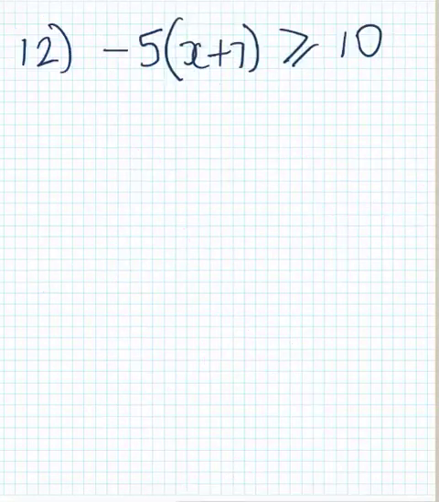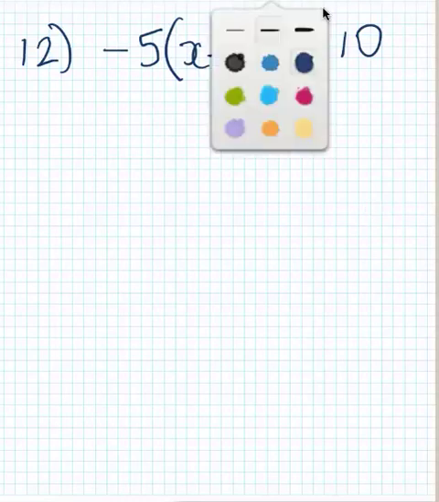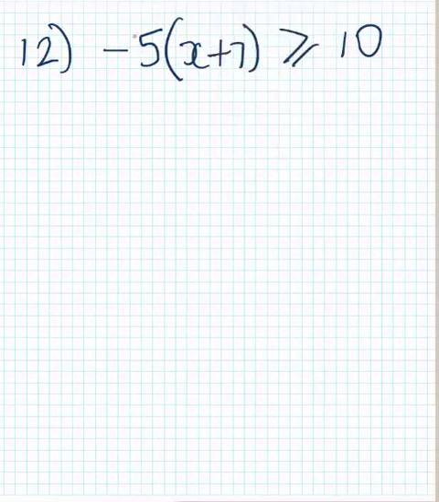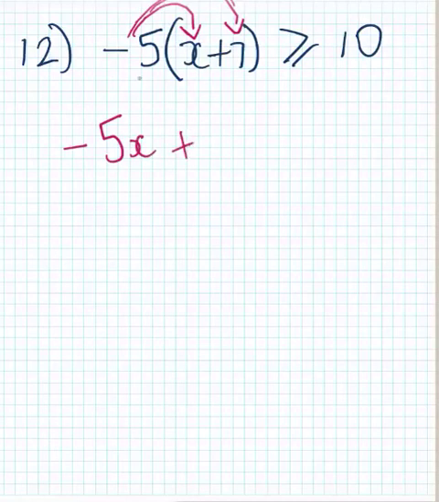So let's try a couple more questions. So we have -5 times x and -5 times 7. So we know that with this one we have to remove the brackets first. So -5 times x, that's just -5x. There's a plus there, so put a plus. And -5 times 7 is -35. It's greater than or equal to 10.